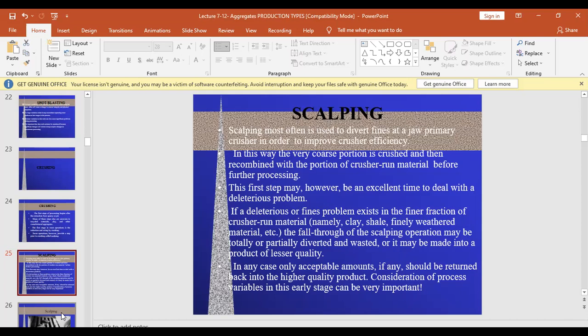If a deleterious or fine problem exists in a finer fraction of crusher run material, namely clay, shale, finely weathered materials, the full fall-through of the scalping operation may be totally or partially diverted and wasted. In many cases, only acceptable amounts should be returned back to the higher quality product. Considering processing variables in this stage can be very important.